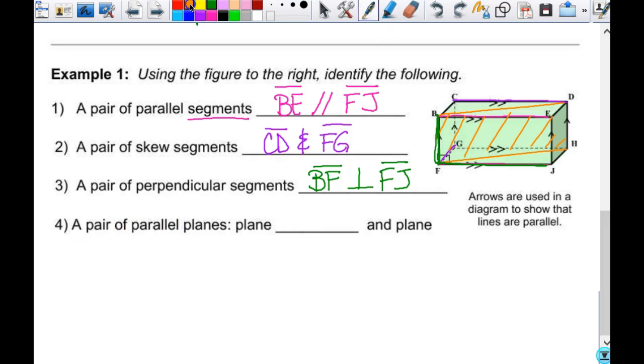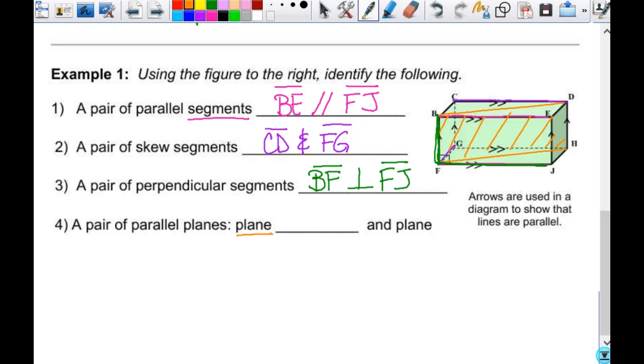All right, so a pair of parallel planes. Do we have a bunch of options here? Yes. Okay, and when you name a plane, you have to use the word plane, right? These are represented by quadrilaterals. Do I use all 4 points? No. Okay, so let's see. Which ones do we want to use?